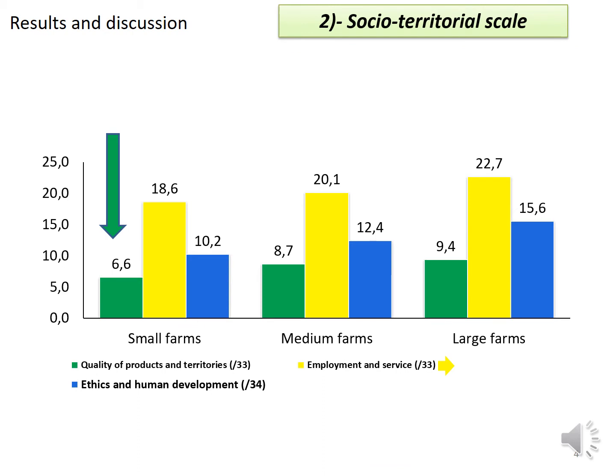Now let's move to the results related to socio-territorial scale. This scale is composed of three components: quality of product and terroirs, colored in green, employment and services in yellow, and ethics and human development in blue color.